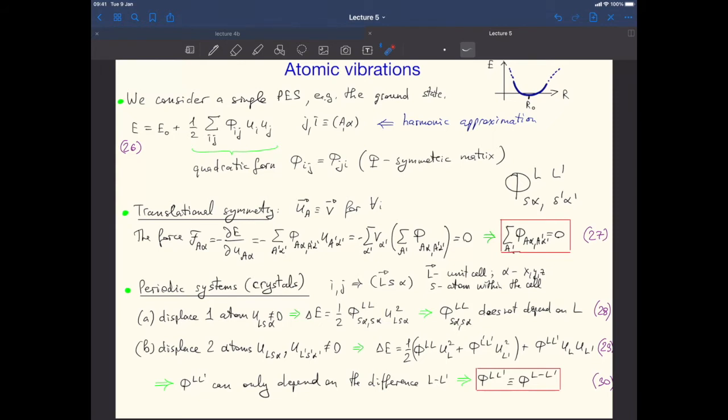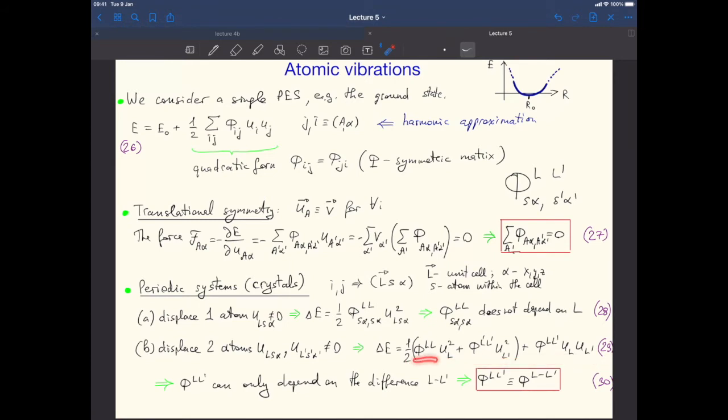But they will be in different cells. One atom would be in the cell L, another atom would be in the cell L prime. All other displacements will be zero. So only two displacements, for 2 degrees of freedom, are non-zero in this case. From this sum, we will have only 3 non-zero terms then.